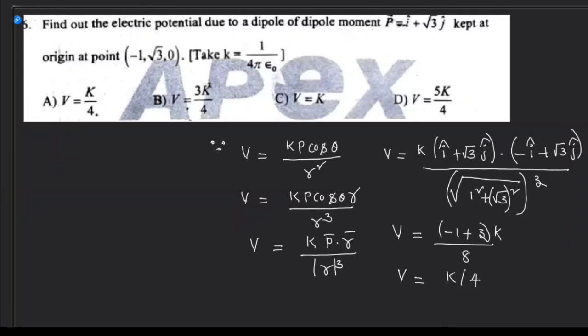So please keep this logic for the next exam. Right? So please keep this formula for the next exam: V is equal to Kp cos theta by R square. That is the potential due to the dipole, for the next exam. Right?